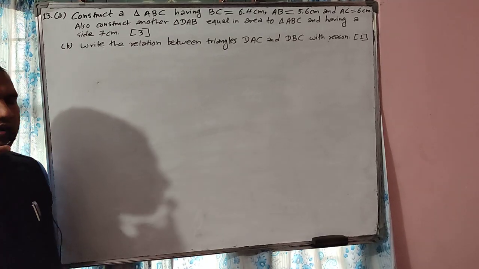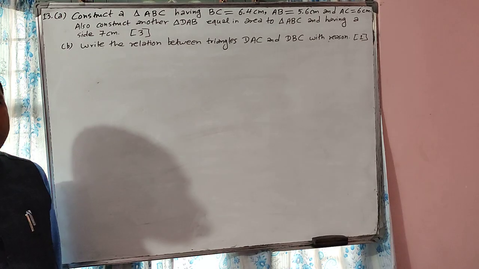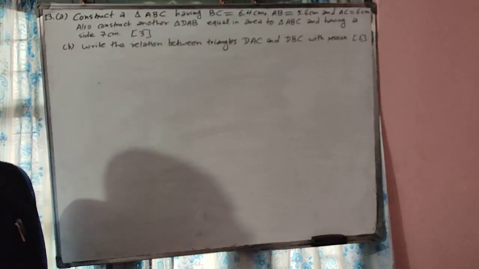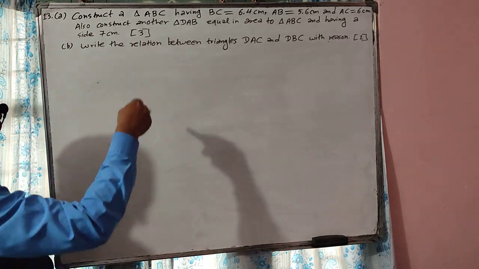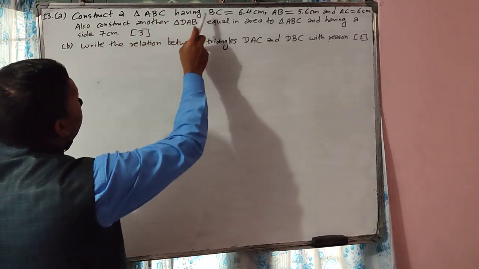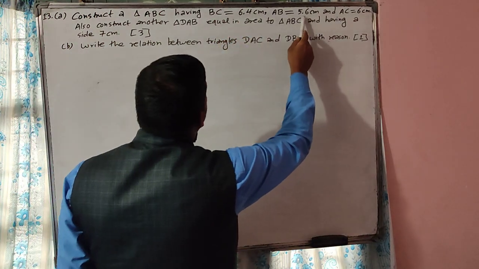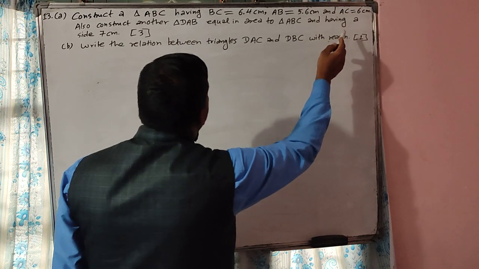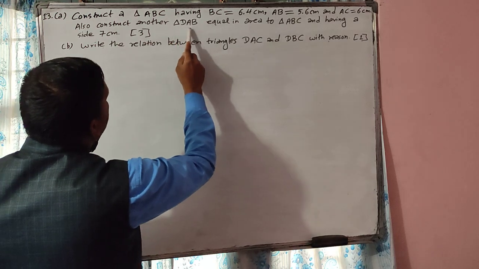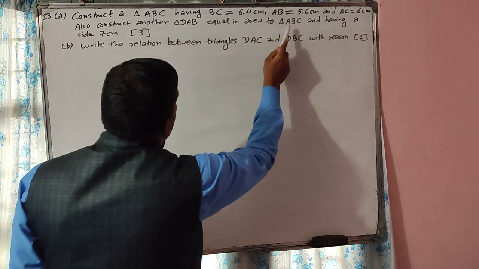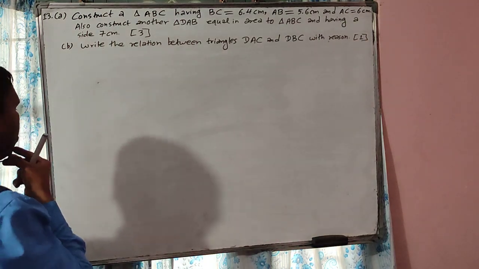Today we do some questions from computational mathematics, class 10 for SEE. The model question published by NEB, set C, continued. Question number 13A: construct a triangle ABC having BC equal to 6.4 cm, AB equal to 5.6 cm, and AC equal to 6 cm. Also construct another triangle DAB equal in area to triangle ABC and having a side 7 cm. Now its solution.